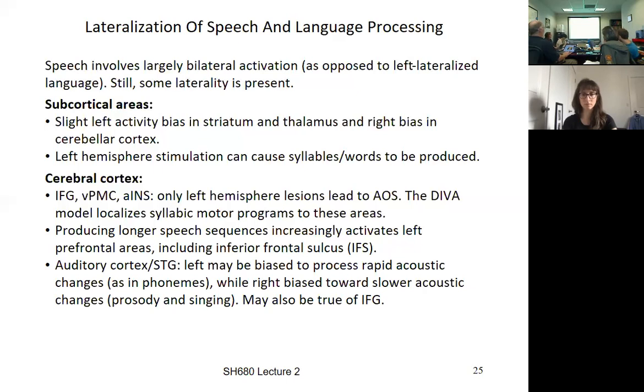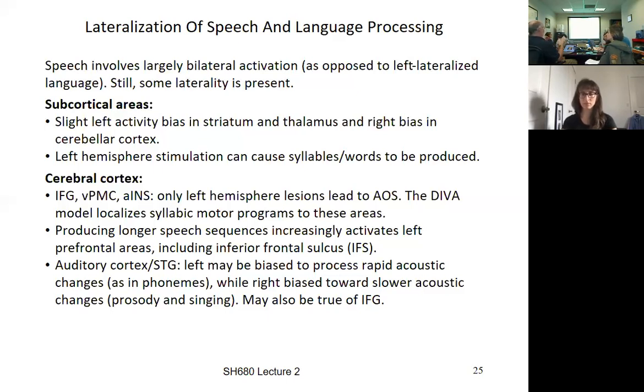Auditory cortex has also been described as lateralized, and this has a long history. Initially, with Wernicke's studies, people thought the words must be in the left hemisphere, posterior superior temporal gyrus. That turns out probably not to be the case. They seem to be bilateral. You have to have bilateral damage to get pure word deafness, for example.